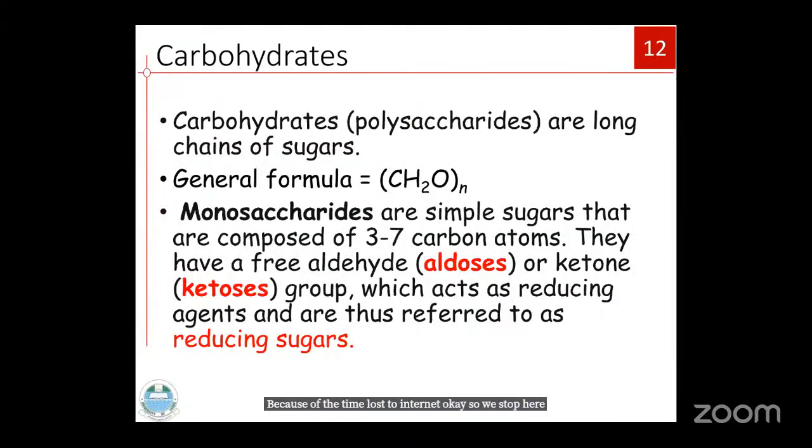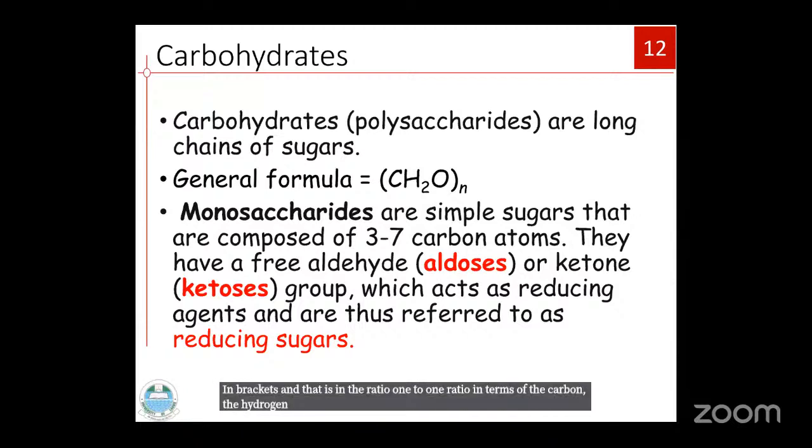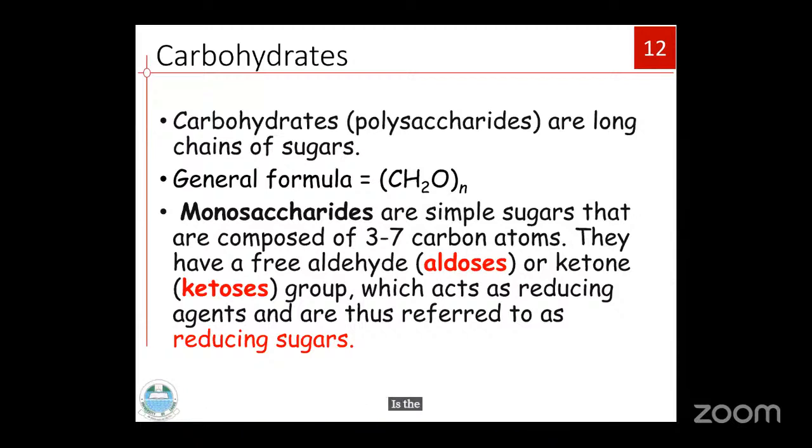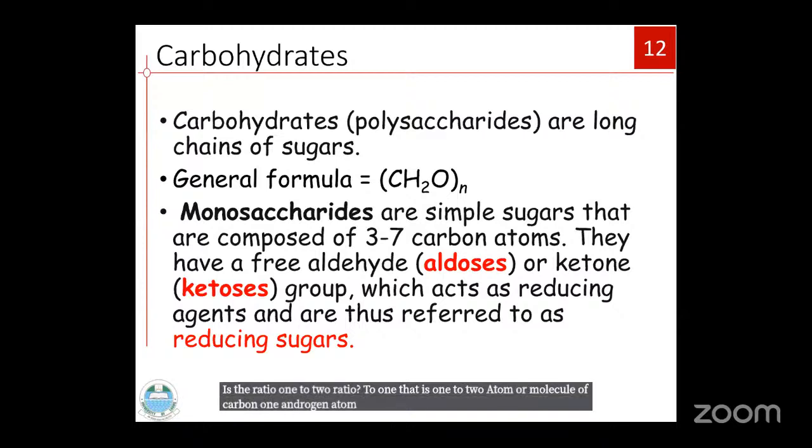So let's look at carbohydrates. Carbohydrates are long chains of sugars, like I said earlier, and the general formula is CH2O in brackets, in the ratio 1:2:1. That is 1 carbon atom, 2 hydrogen atoms, and 1 oxygen atom for a molecule of glucose or carbohydrates. Monosaccharides, there are different groups.